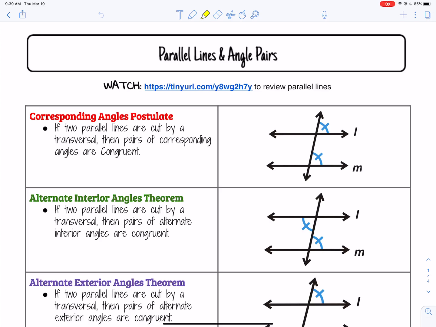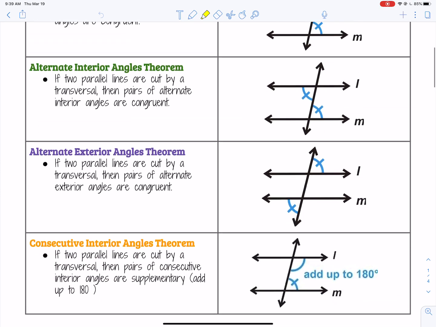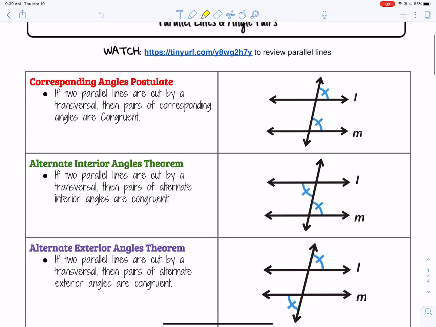In this video, we're going to take a look at parallel lines and angle pairs that are formed when parallel lines are cut by what we call a transversal line. So there are four main postulates or theorems that we're going to take a look at today.